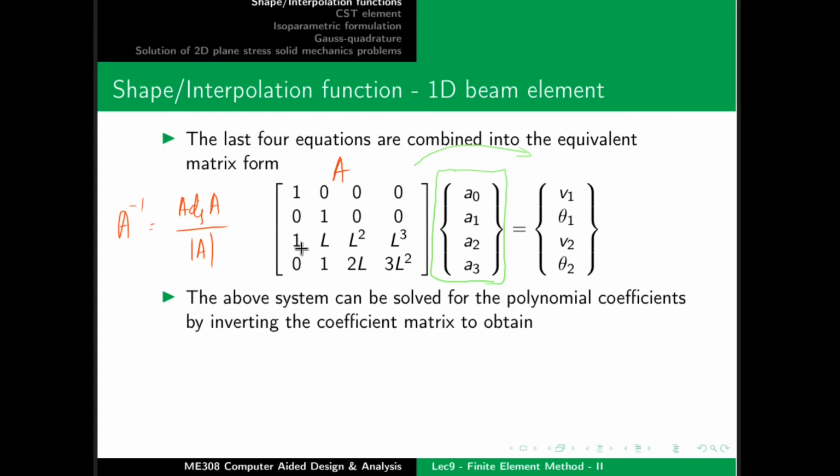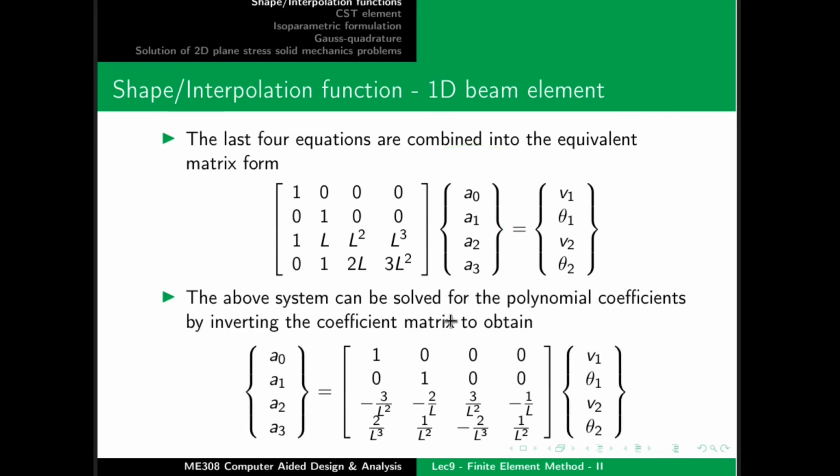So if you find the inverse, you will get something like this: 1 0 0 0, 0 1 0 0, minus 3 by L square, minus 2 by L, 3 by L square, minus 1 by L, 2 by L cube, 1 by L square, minus 2 by L cube, 1 by L square. So this is the inverse of this matrix. So a0, a1, a2, a3 is this matrix times v1, theta 1, v2, theta 2.